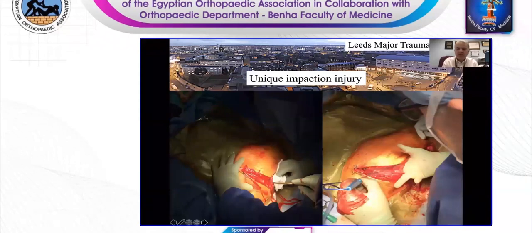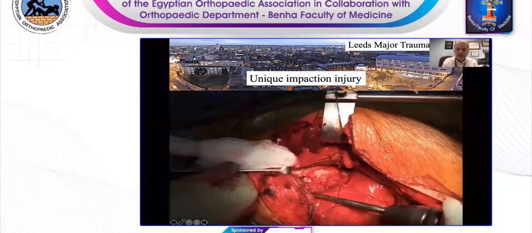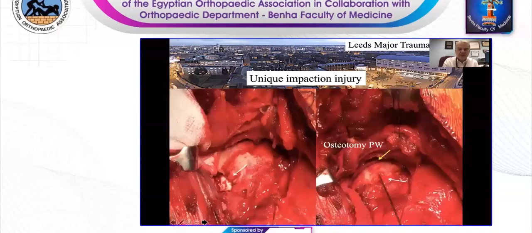So the patient was taken to theater, a posterior approach was utilized. You can see here the Kocher-Langenbeck incision, and then the exposure of the acetabulum posteriorly. You can see here the posterior wall, and here you can see the detachment of the obturator internus, gemelli and the piriformis.